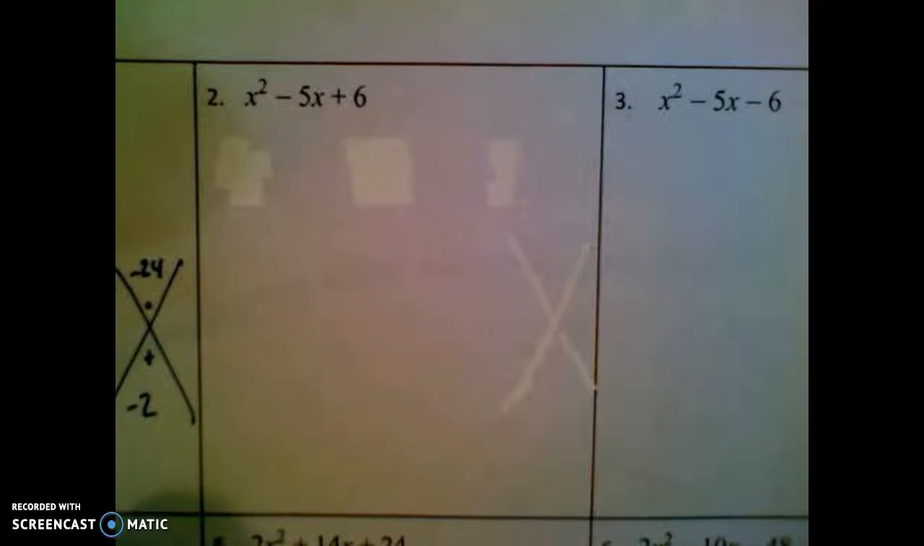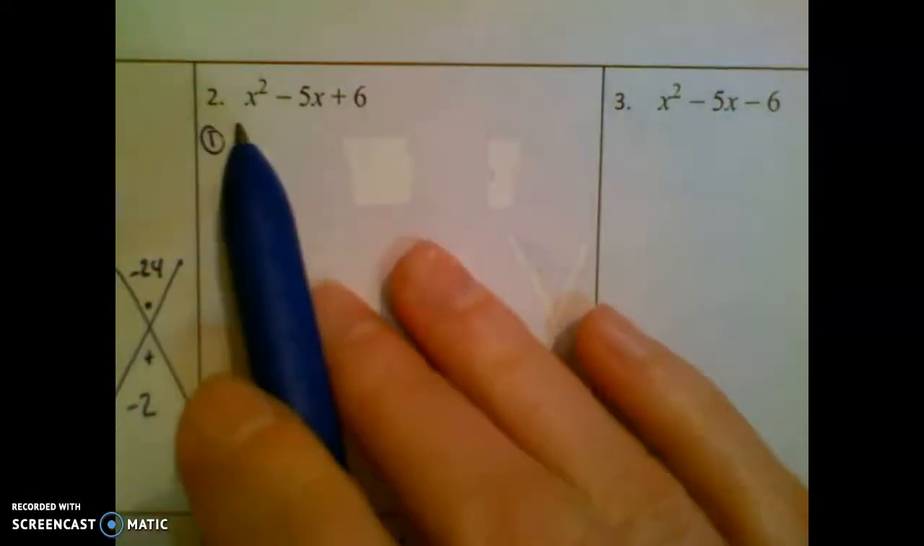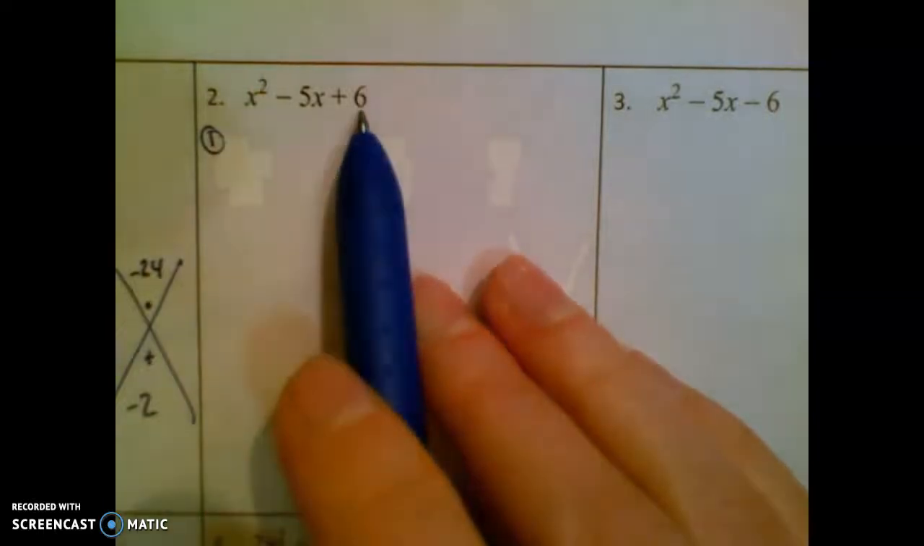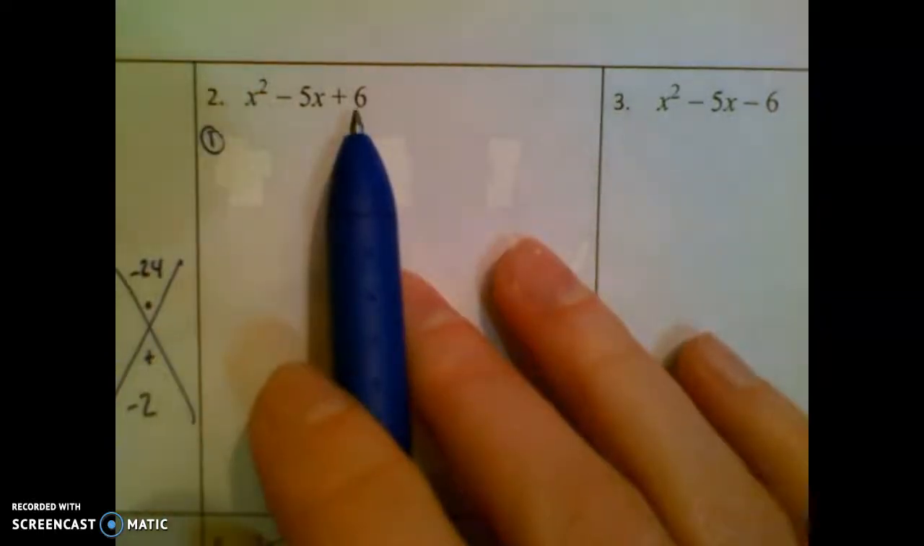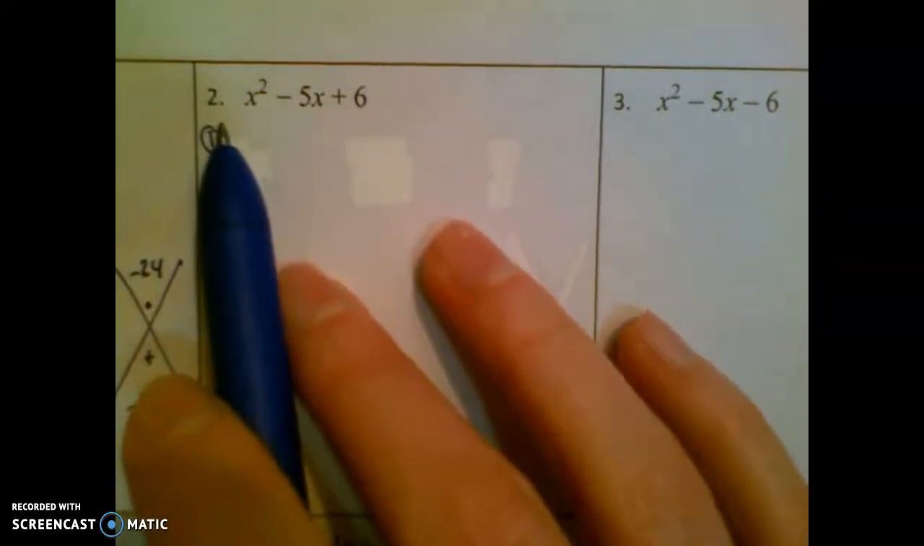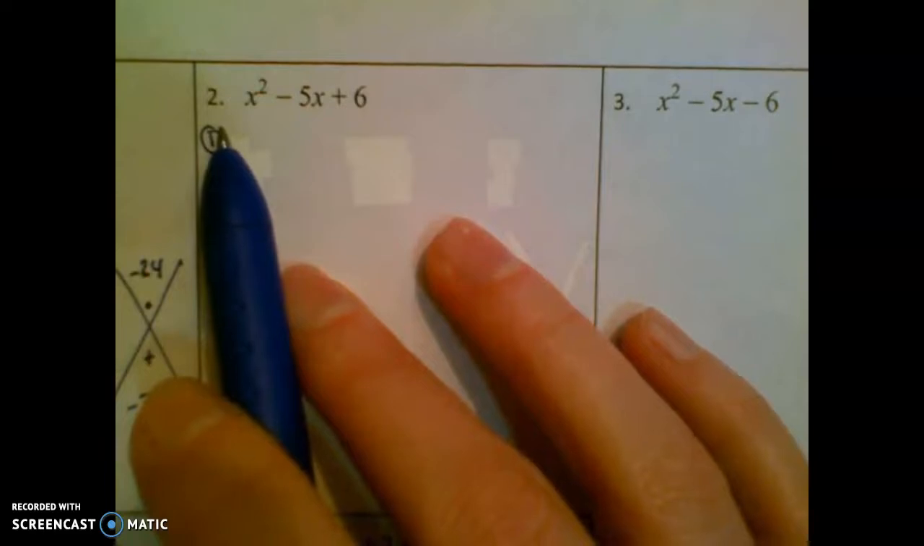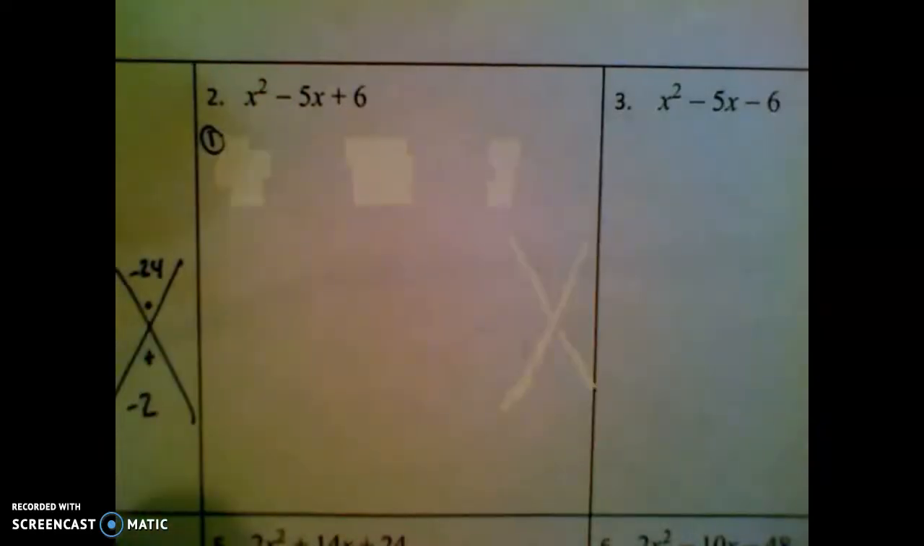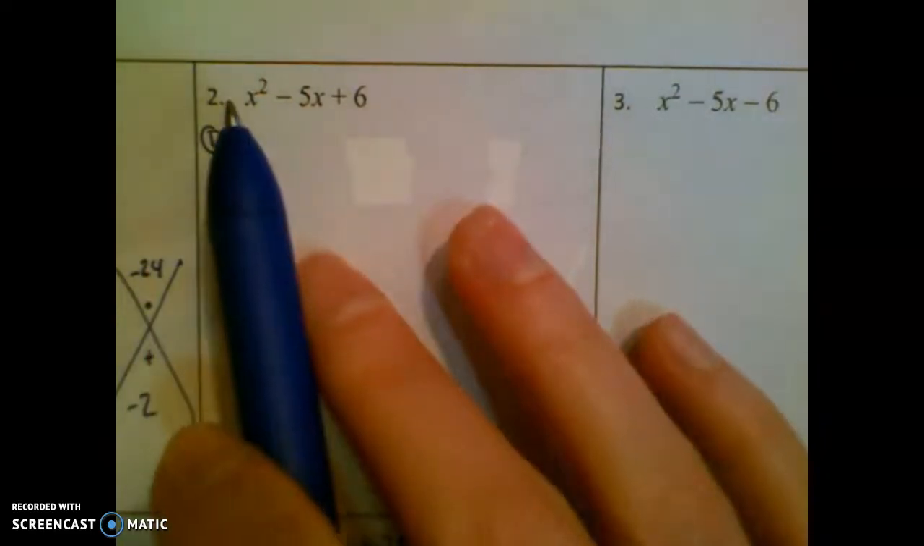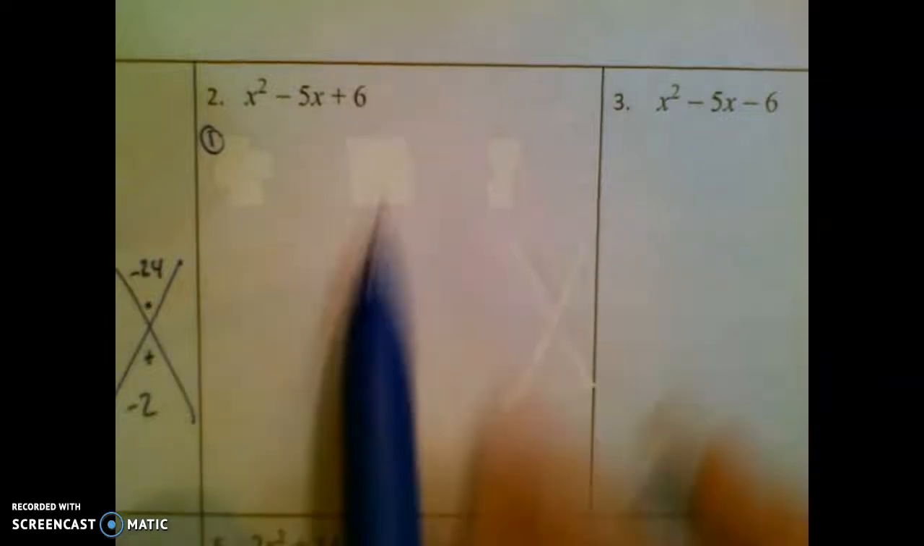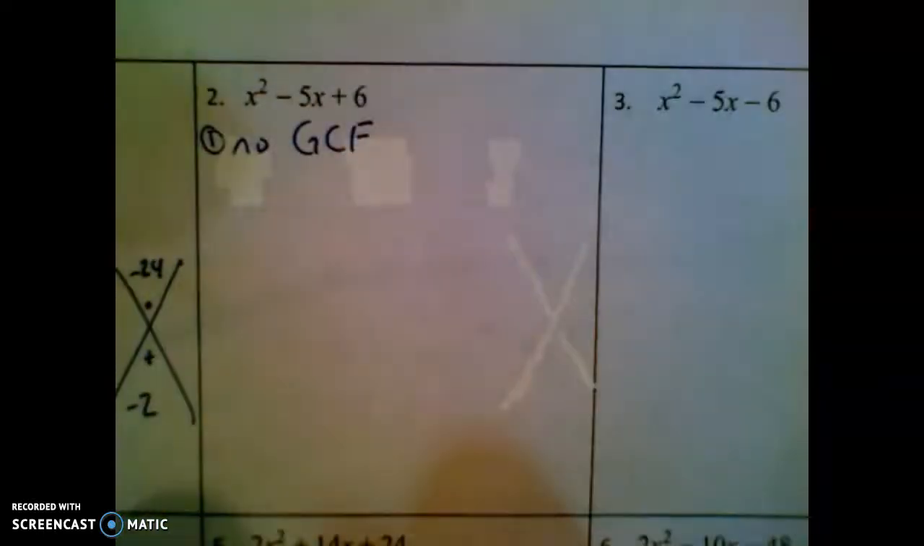Let's go ahead and work on example 2. Again, step 1 is looking for a GCF. So looking at my numbers, we have 1, 5, and 6. What number goes into all those? Well, 1 is my lowest number, so I don't ever have a numerical GCF if 1 is your lowest number. Next, look at your variables. I have x squared, x, and a number. They also don't share any x's on this one, so this one also has no GCF.